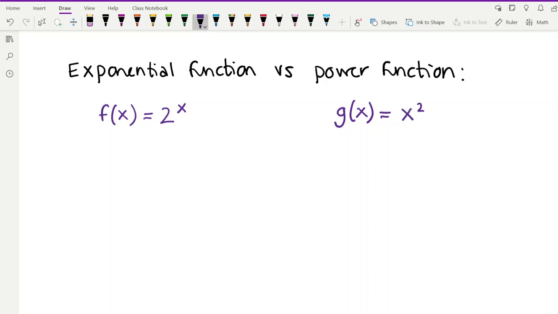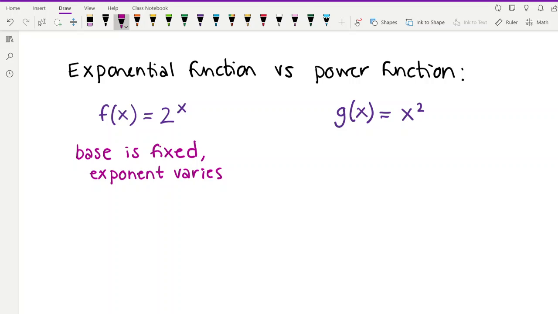So the main difference is where that variable is, right? For the first one, the exponential function, the base, meaning the number that's being raised to the power, is fixed, right? The base doesn't change. It's always 2. Whereas the exponent is going to vary, because that's where the x is. The x is in the exponent.